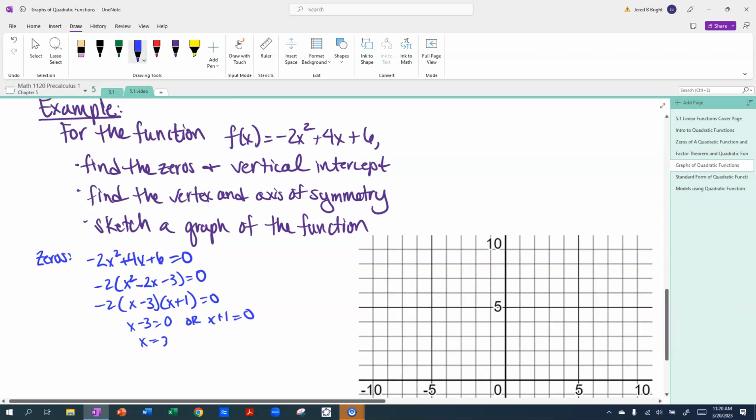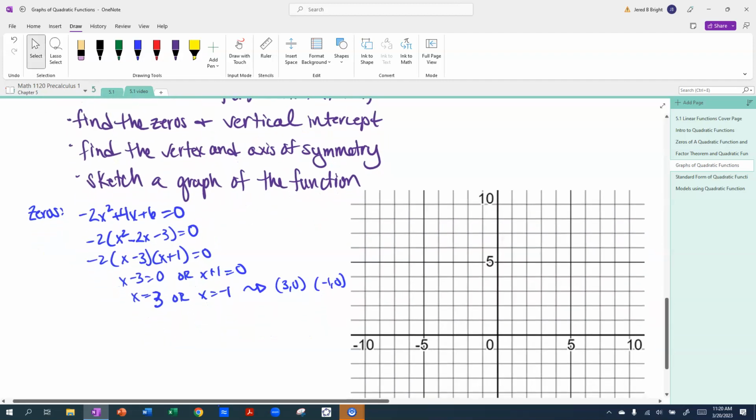and so x is equal to 3, or x is equal to negative 1. That means these are my zeros, so that gives me the points (3, 0) and (negative 1, 0). I'm going to put those right on my graph. (3, 0), (negative 1, 0).